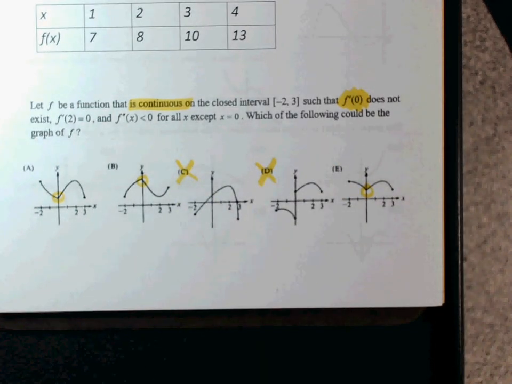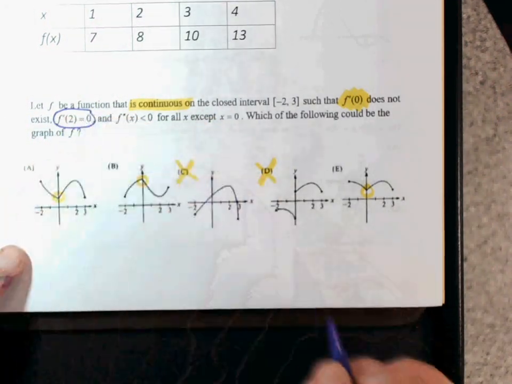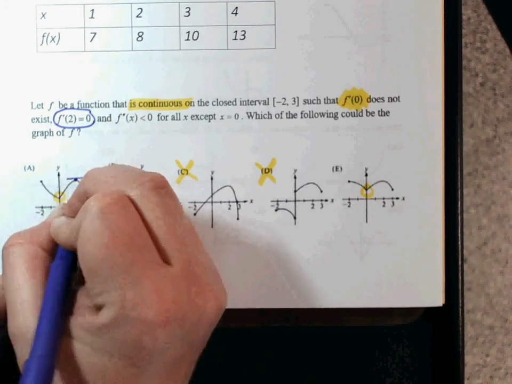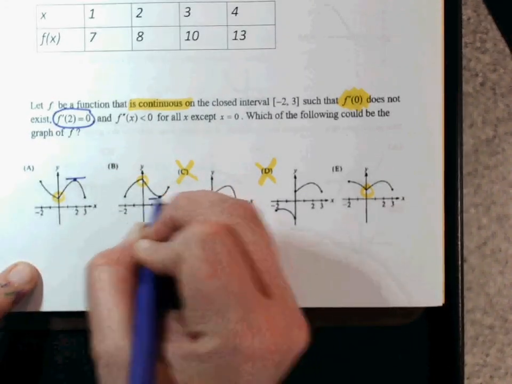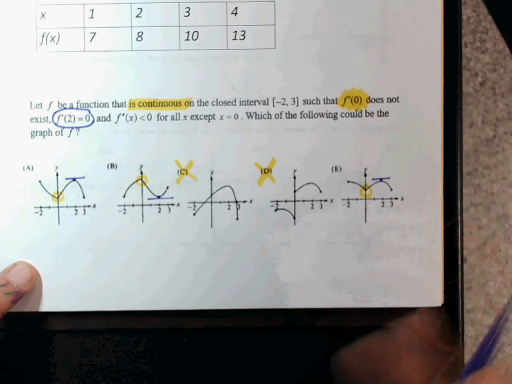Then it says f prime of 2 is 0. What does a 0 slope look like at 2? It would have to be flat. So 2 flat, that one's good. 2 flat, that one's good. And then 2 flat, that one's good.